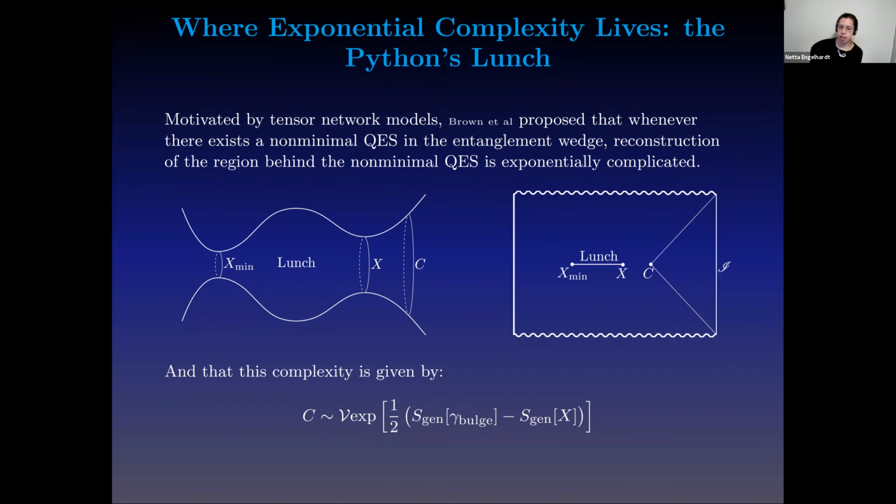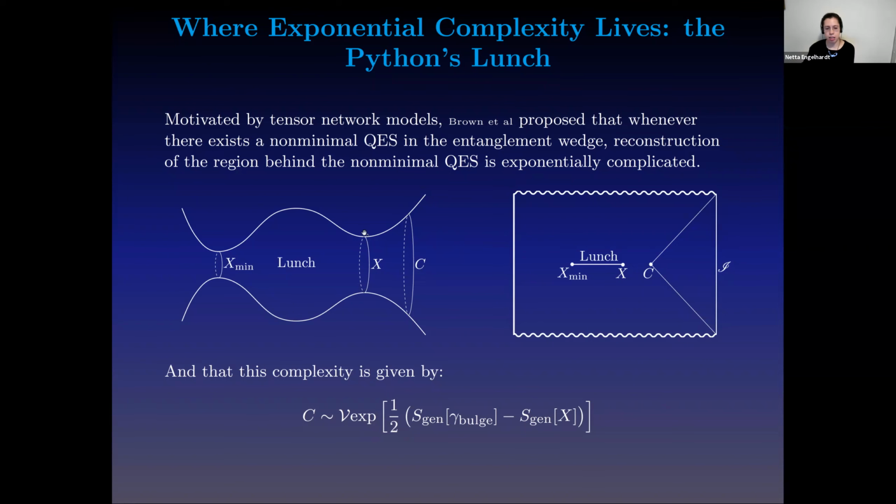So what these folks proposed is that whenever you have a non-minimal quantum extremal surface in your entanglement wedge, then reconstruction behind that non-minimal quantum extremal surface is exponentially complicated. Here we have a Cauchy slice of the space-time, something that maybe starts out here and goes through here. X min is the minimal quantum extremal surface, which means that everything to the right of X min can be reconstructed by entanglement wedge reconstruction from the right boundary.